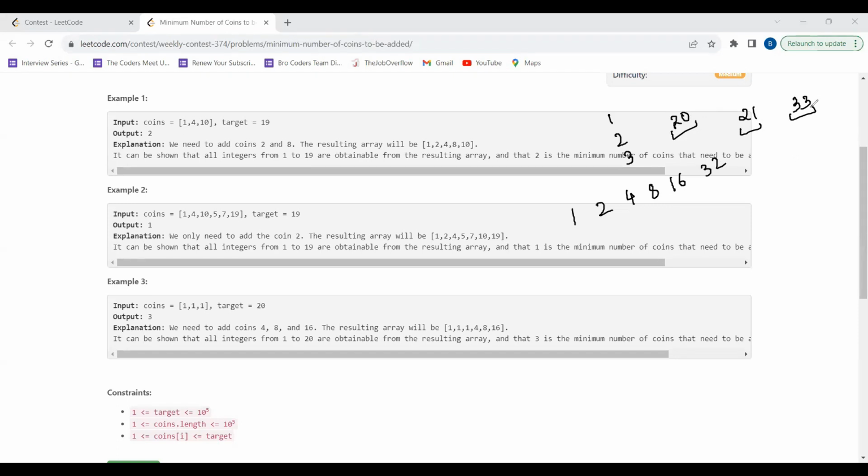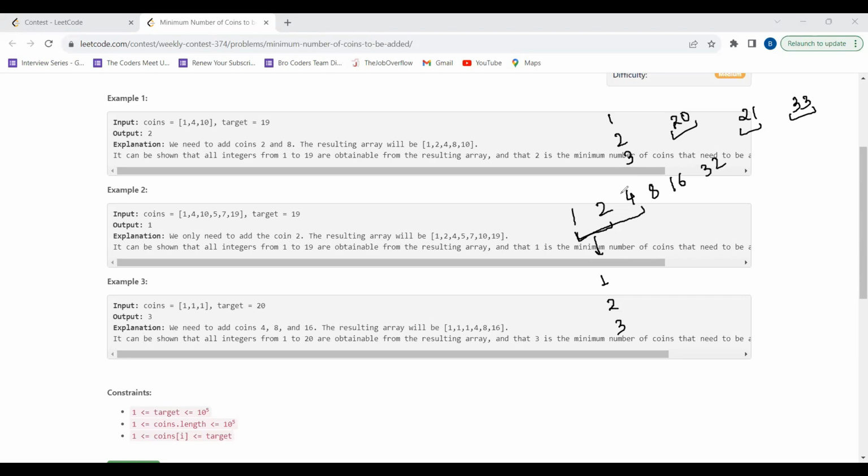Let me now get you to the logic part. With the first two elements, we can form any number whose sum is from 1 to 3. We can form 1, we can form 2, and we can form a subsequence whose sum is equal to 3 if we take both the numbers. Now we take the first three elements. Let's see what all numbers can be formed: 1 to 7.